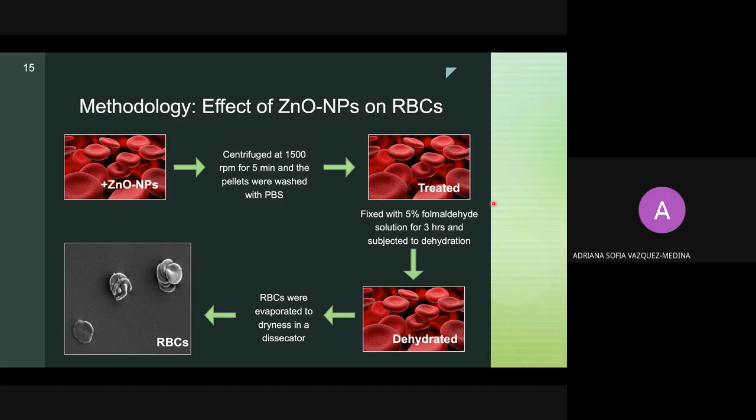They lastly wanted to determine which was the direct effect of the zinc oxide nanoparticles on the red blood cell morphology. For this, they prepared samples for SEM microscopy. They used the red blood cells, which were treated with zinc oxide nanoparticles, and they centrifuged them and washed them with PBS. Those were the ones they categorized as treated red blood cells throughout the rest of the paper.